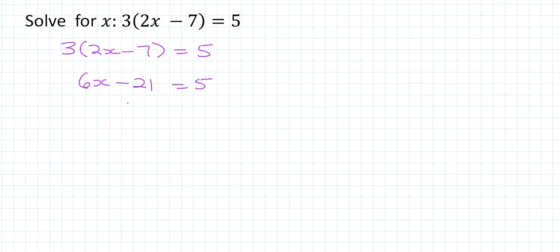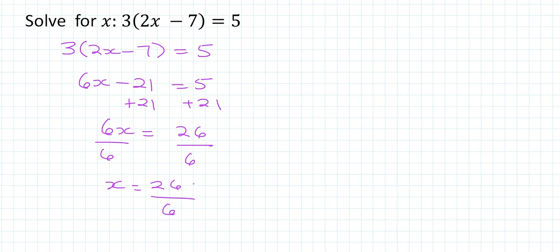Now we're going to isolate the x by taking the 21 off. We're going to add 21 to both sides. So we have 6x equal to 26. We can now divide by 6. So x is equal to 26 divided by 6. Now let's divide the numerator and the denominator by 2. So x is equal to 13 over 3.